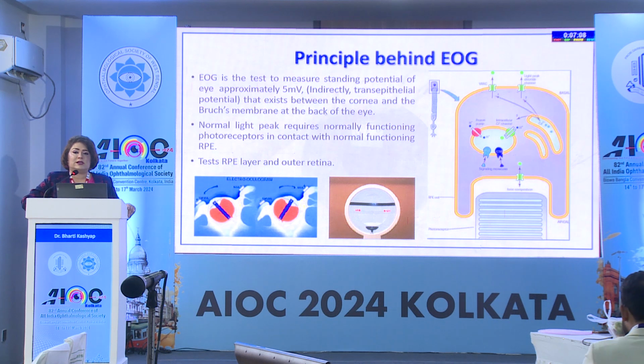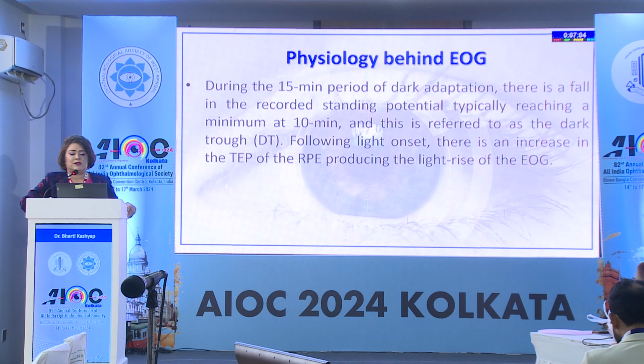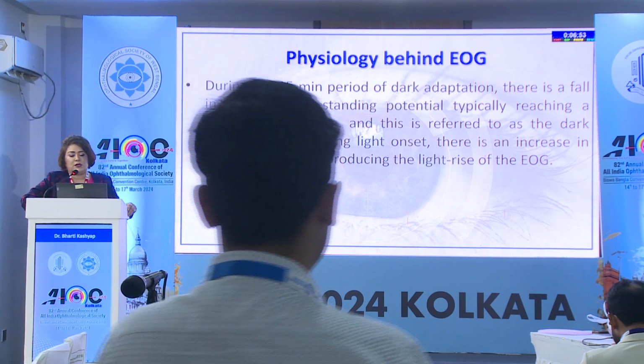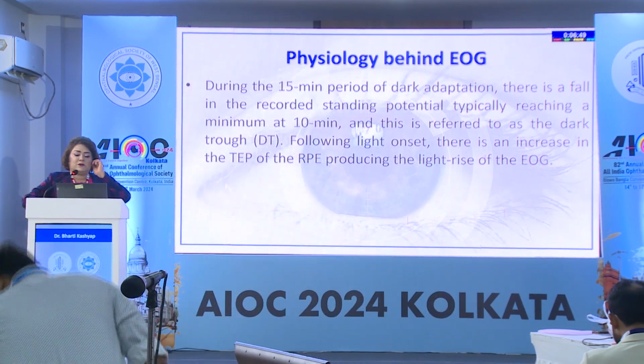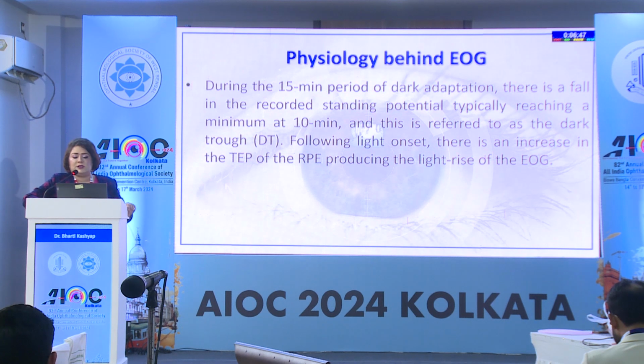Actually, before the clinical examples, I am giving some anatomy and physiology and the principle behind this EOG, so that it will be easy to understand. During the 15 minute period of dark adaptation, there is a fall in the recorded standing potential, typically reaching a minimum at 10 minutes, and this is referred to as the dark trough. Following light onset, there is an increase in the transepithelial potential of the RPE, producing the light rise of the EOG.